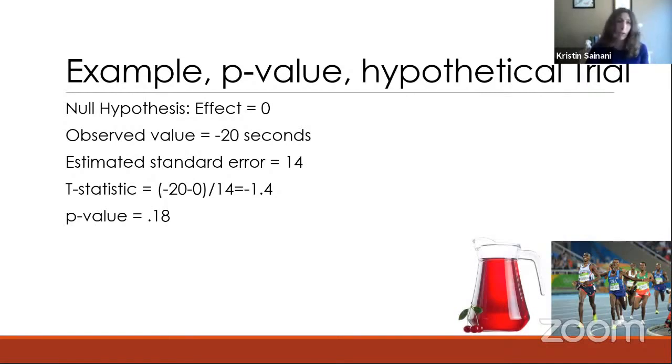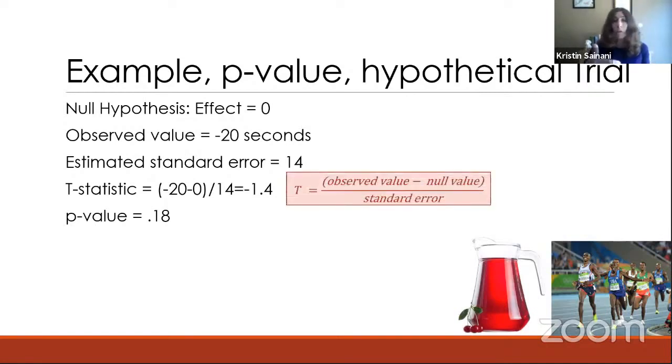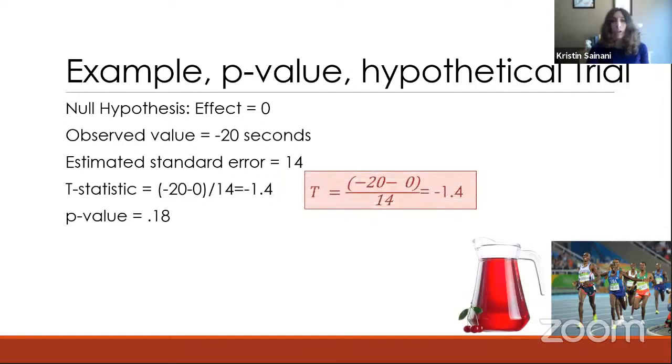You're all probably familiar with t-tests. Again, all that we're doing is taking the observed minus the null to see how far apart they are, dividing by the standard error. That's our amount of chance fluctuation. And when we do that here, we do -20, the null value is 0, so -0, divided by 14. I get a t-value of -1.4. I'll show you in a minute that corresponds to a p-value of 18%.